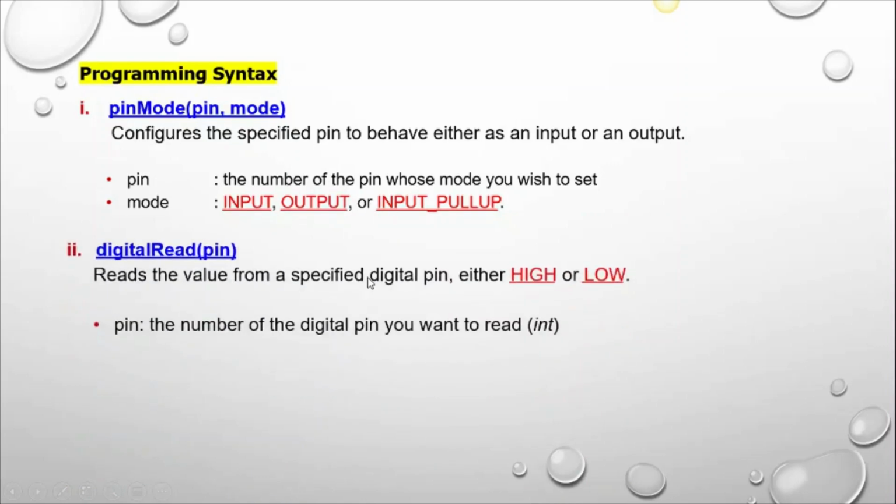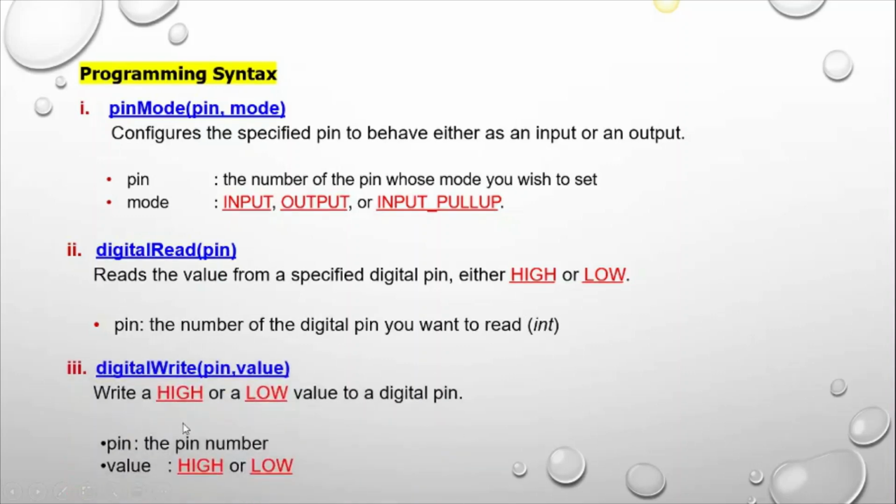The second one is the digitalRead pin function. It will read the value from a specified digital pin, either high or low. You have to remember, when you read value from the digital pin, you will only get two values: high or low. The pin here is the number of the digital pin that you want to read, and then you return this value into an integer variable. And then the last one is the digitalWrite pin value.